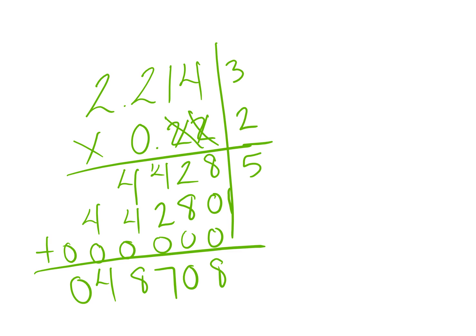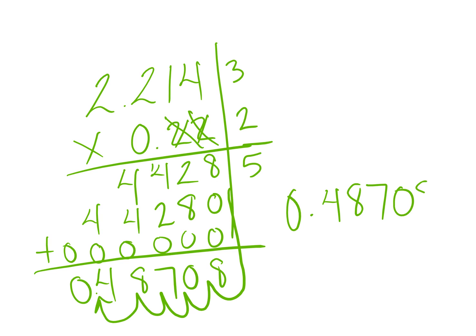Now we need to hook our decimal to the left. 1, 2, 3, 4, 5 decimal places. So our final answer would be 0.48708. And that is how you multiply decimals.